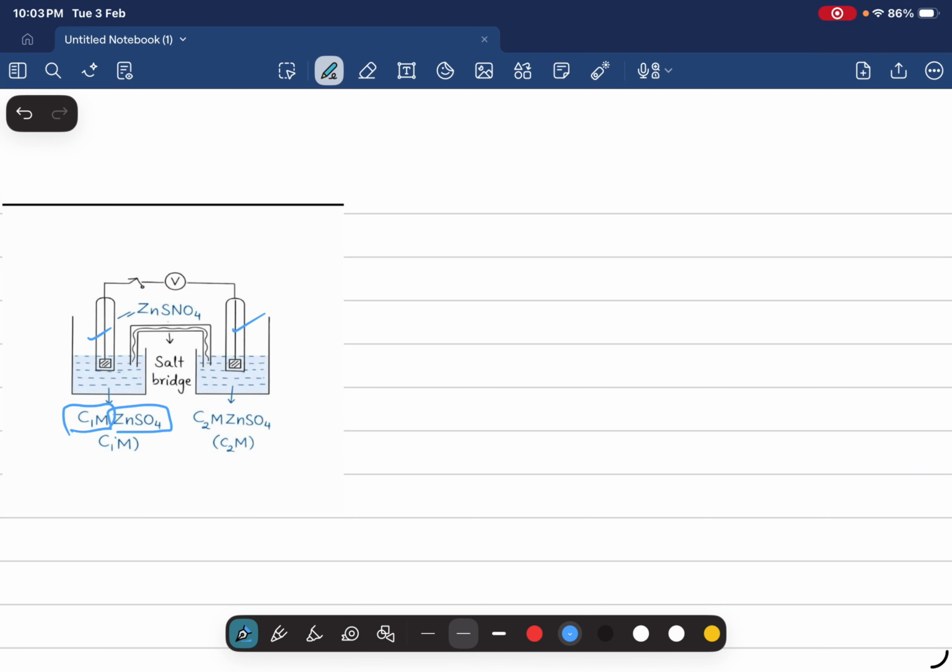The solution electrolyte is ZnSO4 at both electrodes, but the concentration at the anode is C1 and the concentration at the cathode is C2. Now we can discuss what reactions happen here. At the anode, Zn is converted into Zn2+ plus 2 electrons. Zn is solid, and the Zn2+ is at concentration C1, existing in the aqueous state.